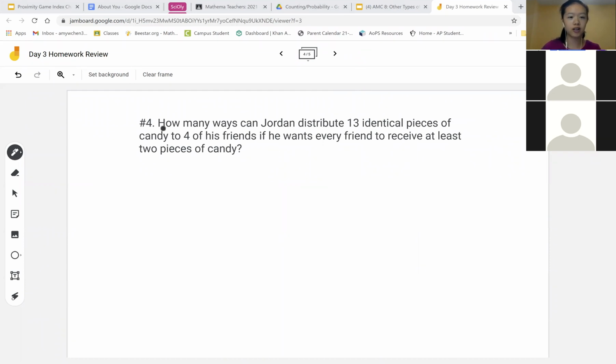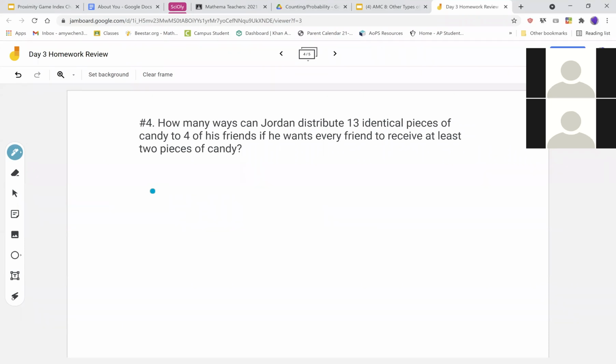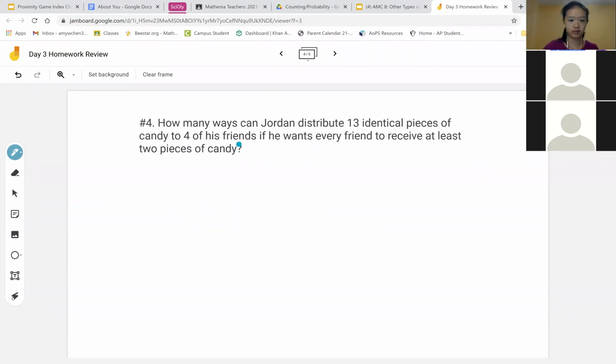For number 4, how many ways can Jordan distribute 13 identical pieces of candy to 4 of his friends if he wants every friend to receive at least 2 pieces of candy? This would be a sticks and stones problem. So did anyone do this problem? Would anyone like to explain how they did it?